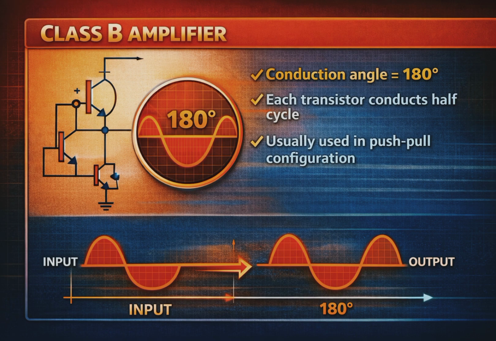Class B amplifier. Next is the Class B amplifier. In this amplifier, the conduction angle is 180 degrees. This means the transistor conducts only half of the input signal cycle. To reproduce the full signal waveform, two transistors are used in a configuration called push-pull configuration. One transistor amplifies the positive half cycle, and the other amplifies the negative half cycle. This improves efficiency compared to Class A amplifiers.